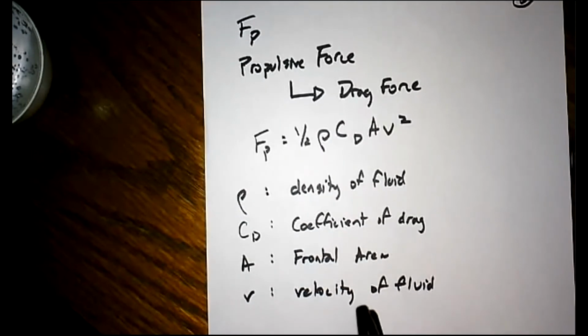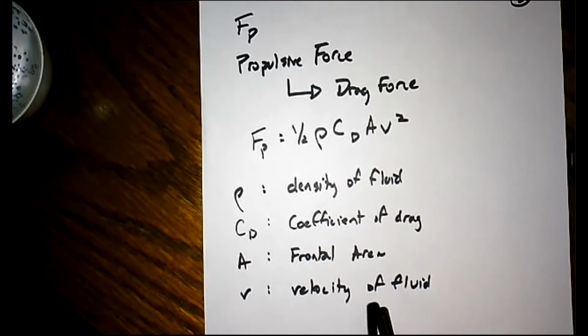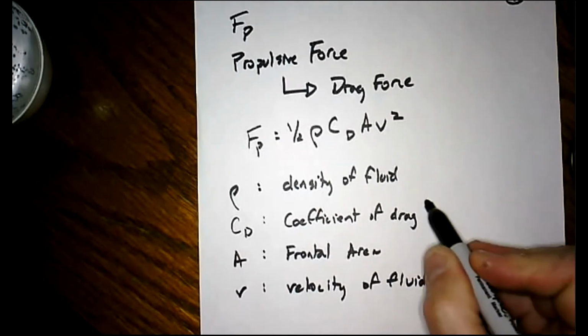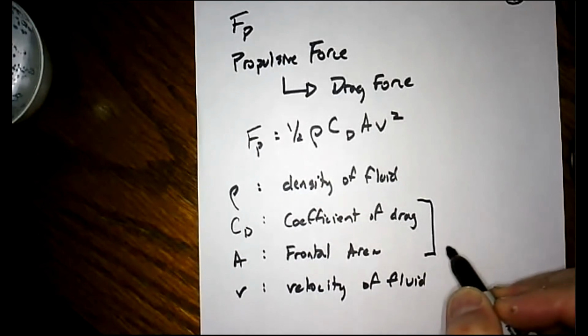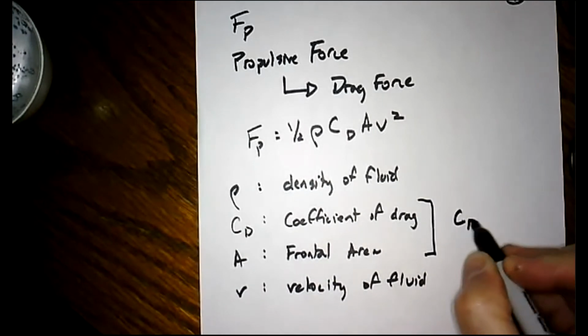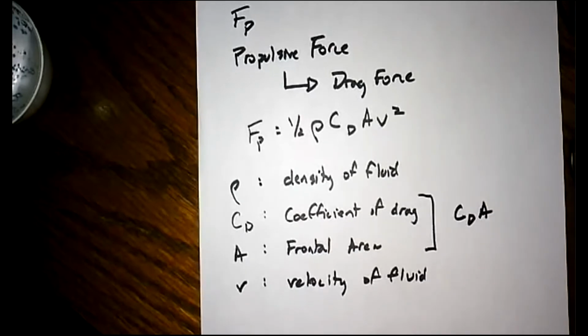So this is not always the velocity of the object. This specifically in the equation is velocity of the fluid. Also remember, because it's hard often to separate out these two terms, we collectively refer to them as CDA. Right? It sounds like three terms, but it's two terms: coefficient of drag and frontal area.